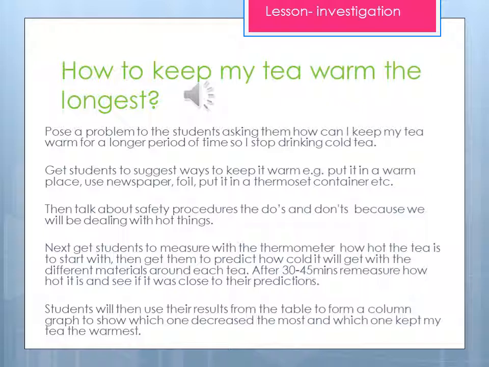And then once they've done that, students go back to their table, and they will use their results from the table to form a column graph, and they'll have the results that it started with and then the results it finished with, and by that they can visually see which one kept it the warmest and which one decreased the most.